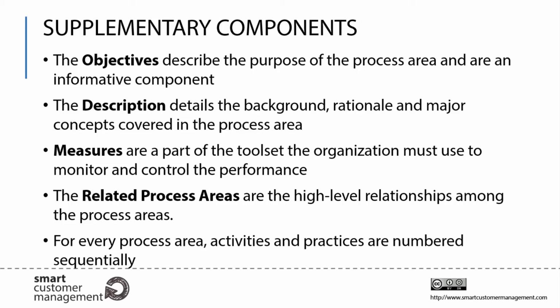This means that process areas' control flows from one activity to another and that transition conditions must be evaluated along activities and practices execution. For every process area, activities are numbered sequentially. Each activity begins with a prefix corresponding to its process area name. For example, IPM1 denotes Improvement Project Management Process Area Activity Number 1.